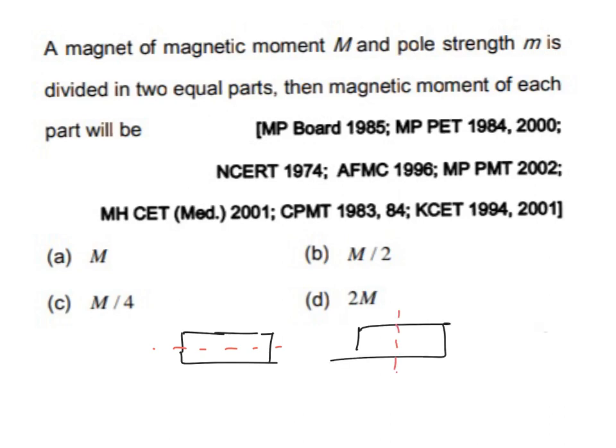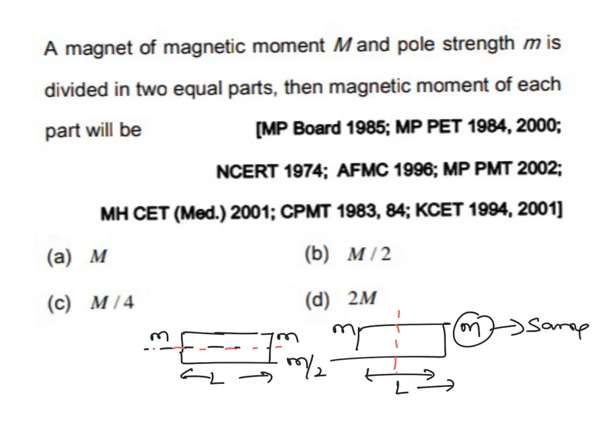So here if the pole strength is m here, the length is the same, so this is L here. While cutting it horizontally, at that time the pole strength will be half of that. But in this other case, pole strength will be the same, m will be the same, but the distance is reduced to L by 2 here. Let me take this case now.